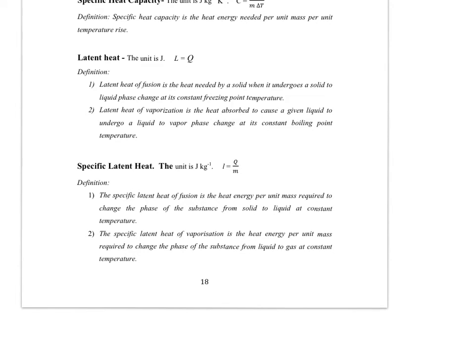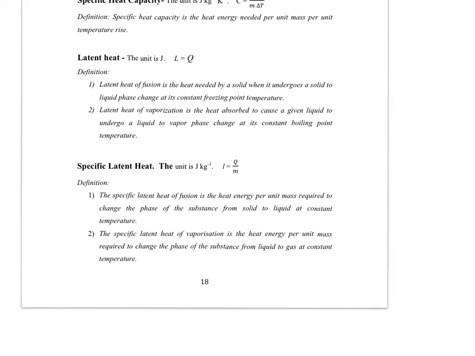So if we look at what is just latent heat, latent heat of fusion is just the heat energy needed by a solid when it undergoes a solid to liquid phase change at constant temperature. Whereas latent heat of vaporization is the heat absorbed to cause a given liquid to undergo liquid to vapor phase change at its constant boiling point. But latent heat by itself is not very useful because it also depends on the mass of the water becoming steam or the mass of the solid becoming liquid. So latent heat wouldn't be concerned about the mass.